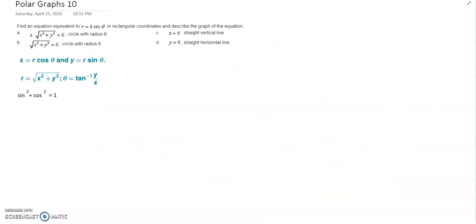All right, last question is number 10. It says find an equation equivalent to r equals 6 secant of theta in rectangular coordinates. Okay, so this one looks like we're just going to convert it to rectangular coordinates. If you took r, you could convert that now. Probably not going to help you as much, but we'll see what we need to do on this one. I think this was one of the practice problems. There might be a couple of different ways to do this one. Let's see.